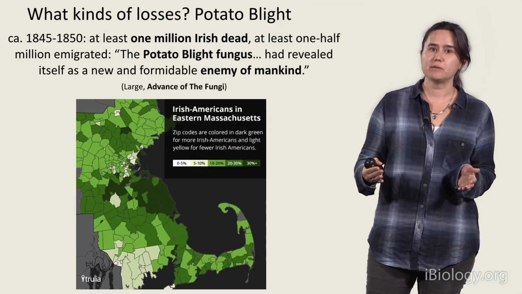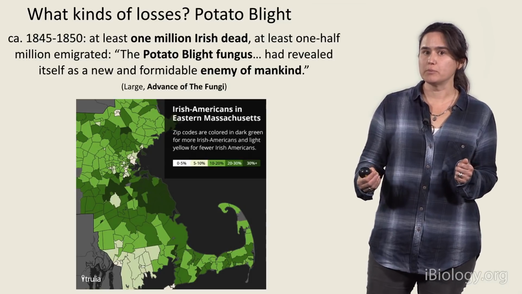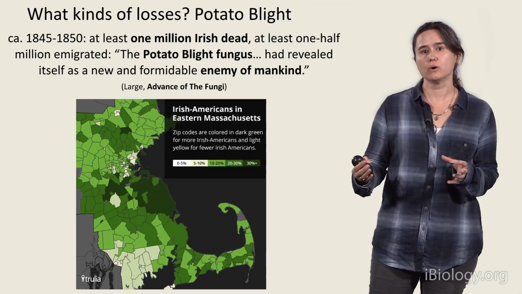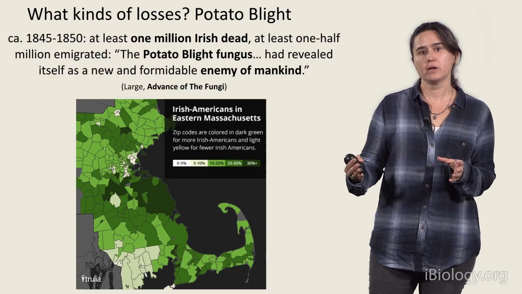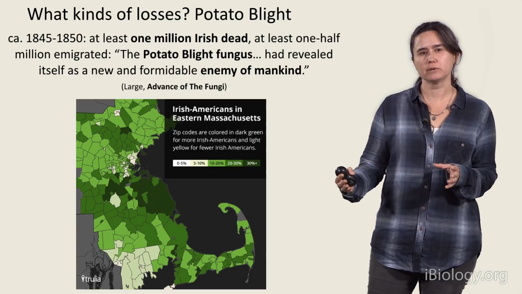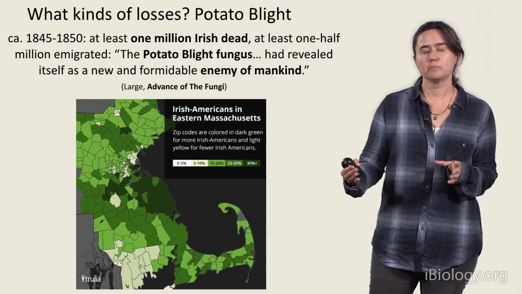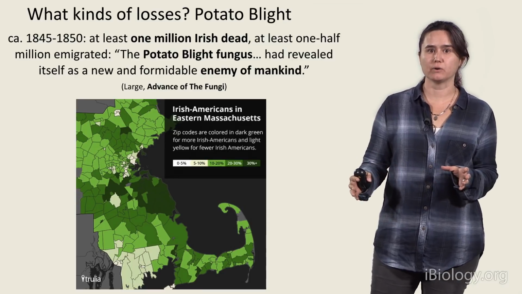When potato blight emerged in Ireland, it was at a moment when the potato was the most important crop in the sense that this is what people really relied on for their food. The potato blight decimated potato crops.